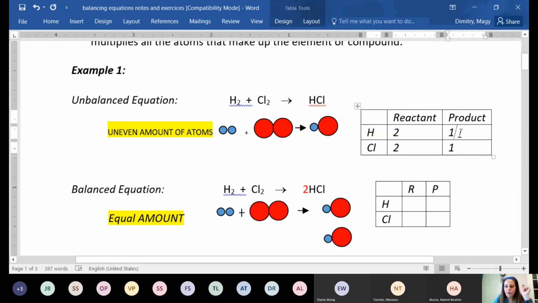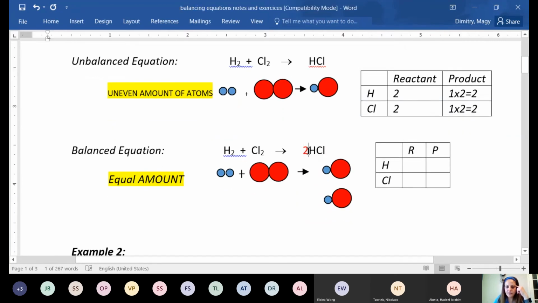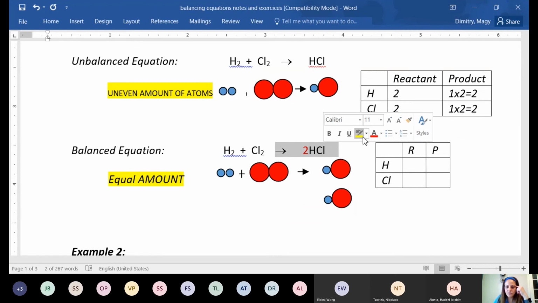So what do I have to do to 1 to make it equal to 2? 1 times what gives 2? 1 times 2. Look, I multiplied by 2 on the product side. You see the 2 here in red? This is where I added my 2.